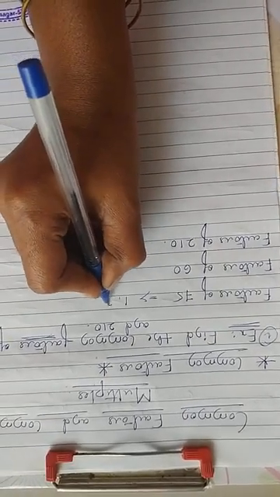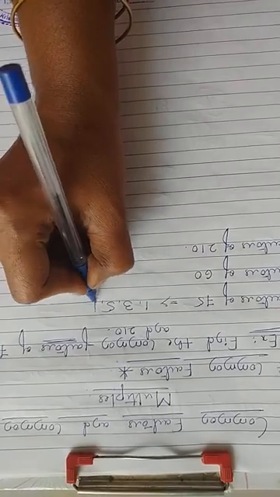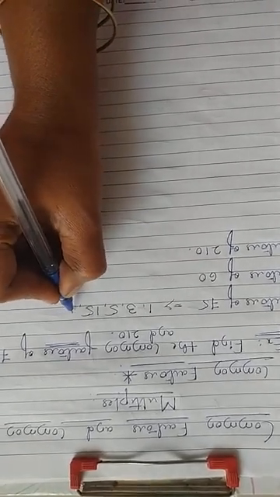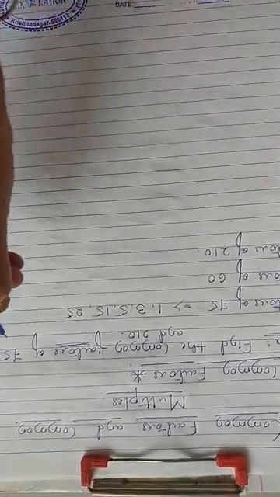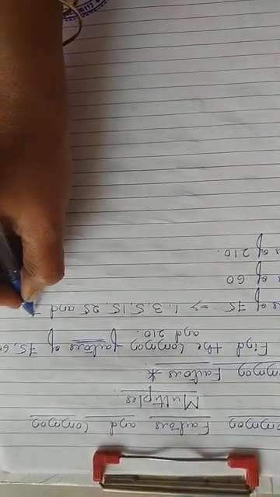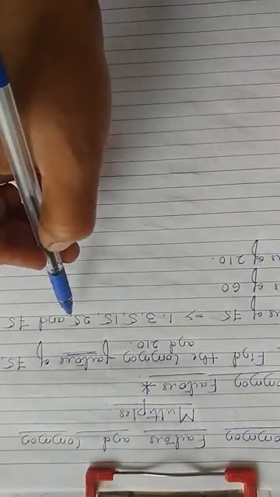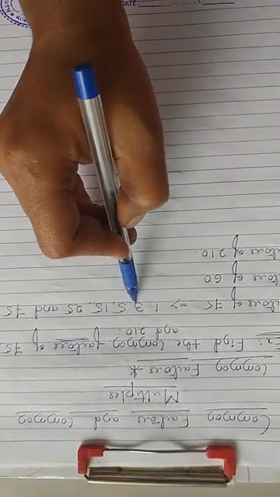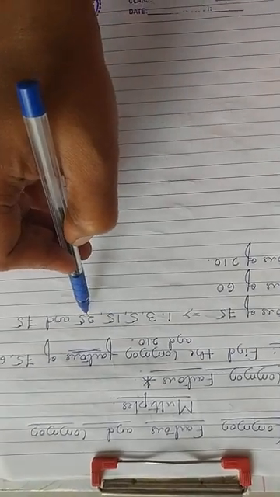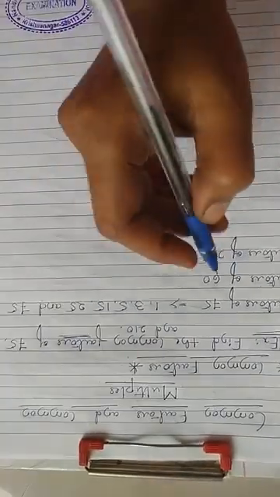Factors of 75 are 1, 3, 5, 15, 25 and 75 itself. Factors are like divisors.